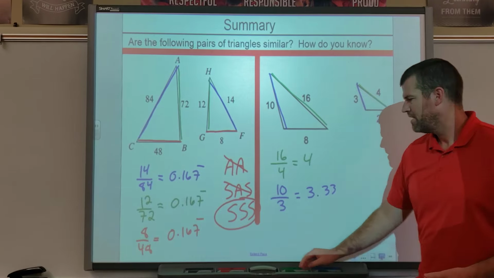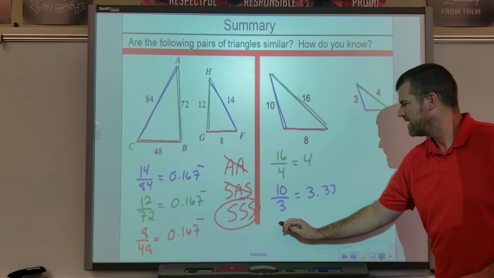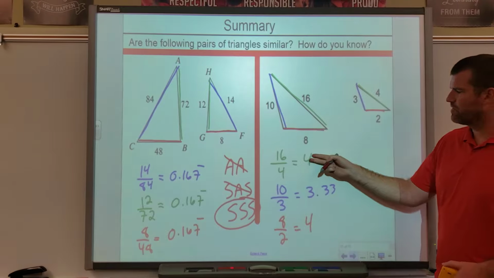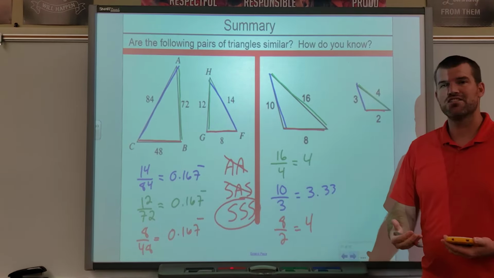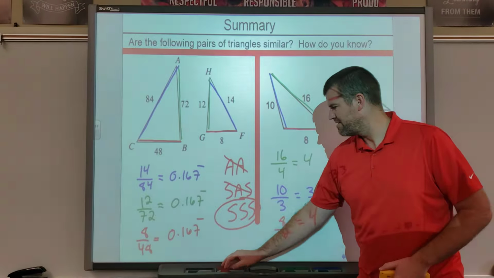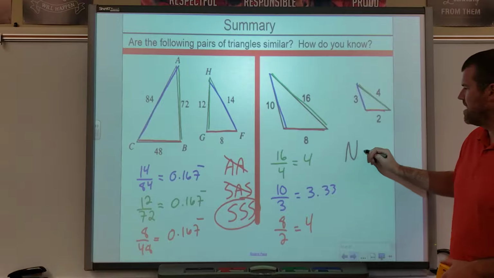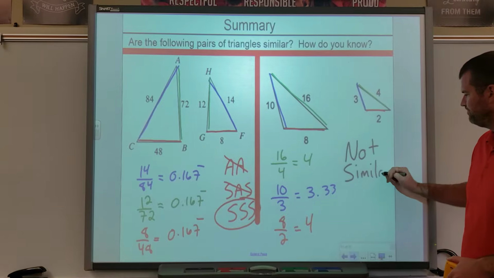Nope. I can double check the last one even though I already know my answer. I get 8 divided by 2 is 4. So we could say the green side and the red side were proportionate, but the blue side was not proportionate. So if all three are not in the same proportion, these are not similar.